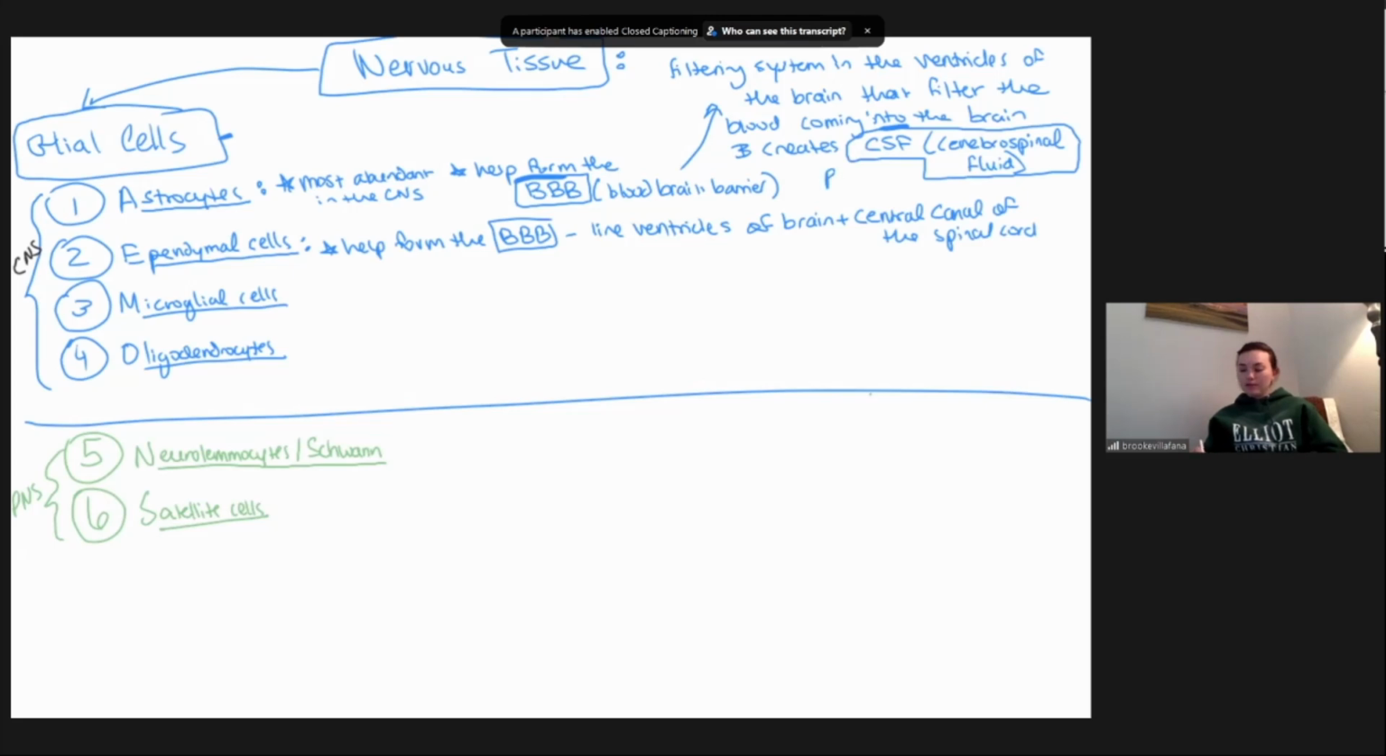So CSF or cerebrospinal fluid is like a purified blood. It has no red blood cells. It's just nutrients. So it has no waste products. So this is really important for your brain because the neurons cannot regenerate.